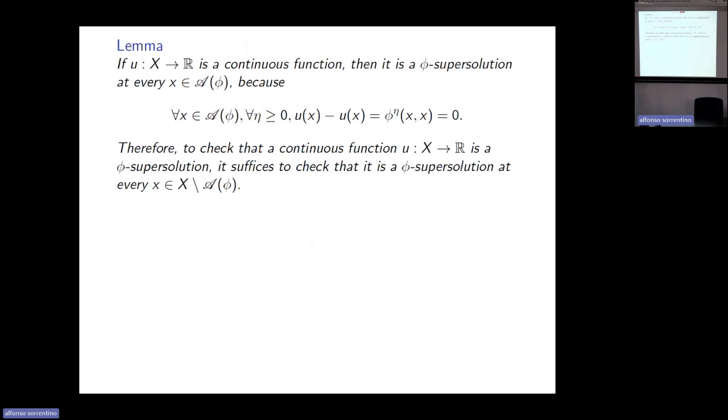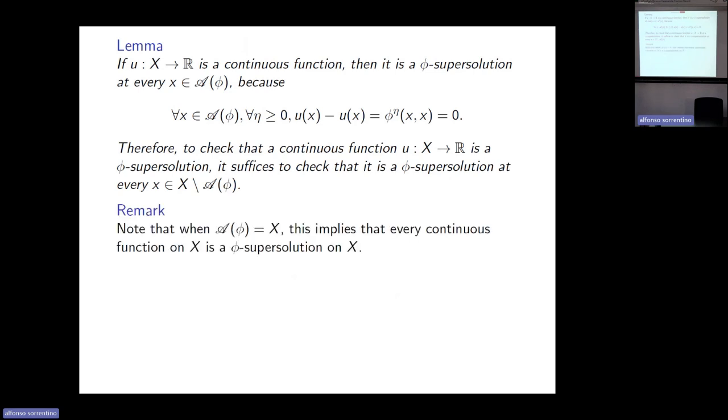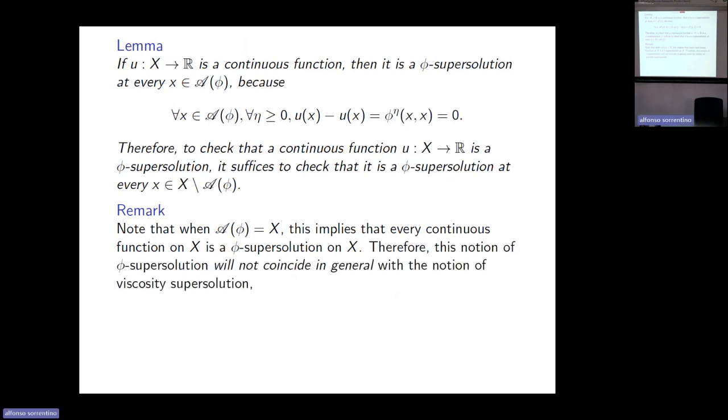Therefore, to check that a continuous function is a phi supersolution, it suffices to check it at the points outside the Aubry set. Now, notice that when the Aubry set is the whole of X, this implies that every continuous function is a phi supersolution. So it's not a great concept.